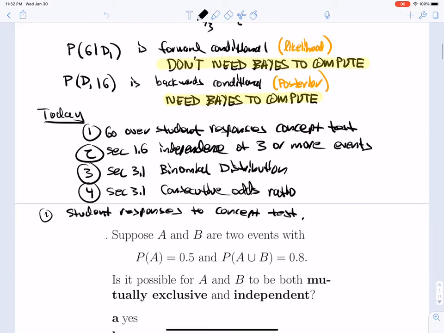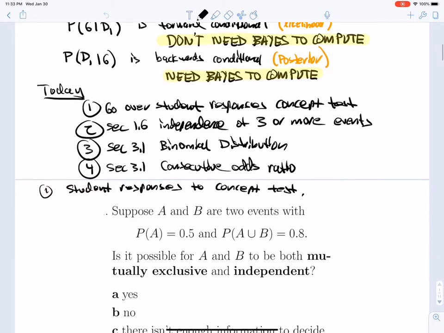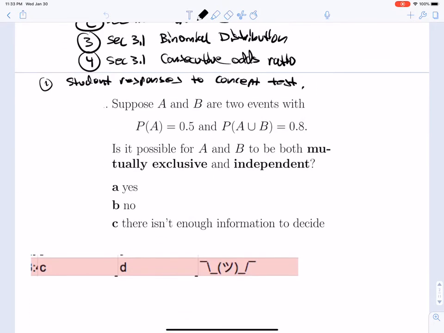So today we're going to go over student responses from a concept test, and then we'll talk about independence of 3 or more events. We'll discuss the binomial distribution and consecutive odds ratio. So student responses to the concept test, you guys did great on this. Suppose A and B are 2 events with probability of A is 0.5 and probability of A union B is 0.8. Is it possible for A and B to be both mutually exclusive and independent?